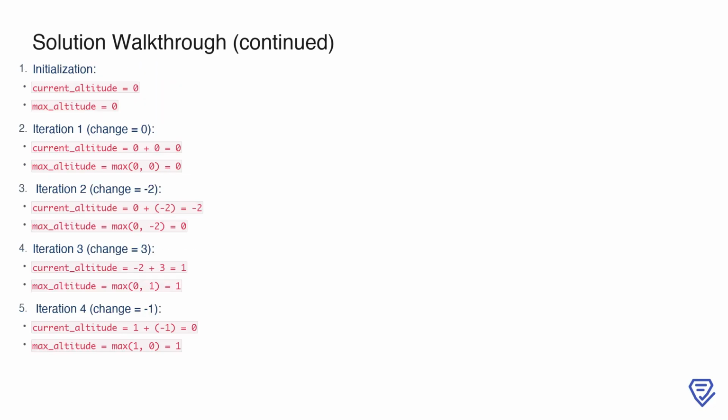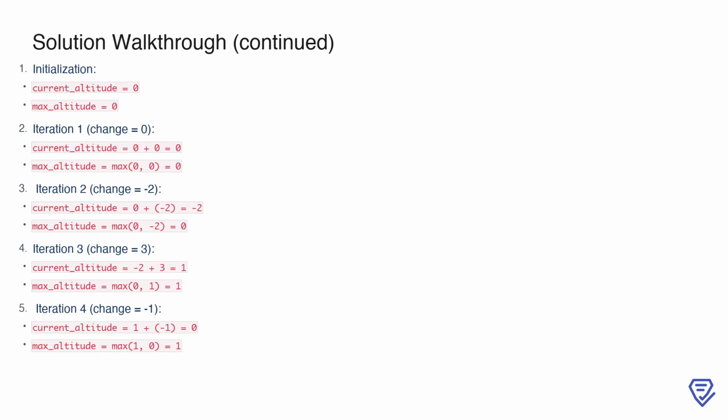Next, let's consider an example with mixed gains and 0 values. The input here is gain equals 0, -2, 3, -1, 2. As always, we start by initializing current_altitude to 0 and max_altitude to 0. In the first iteration, the change is 0. Adding this to the current altitude of 0 keeps the altitude at 0, and the max_altitude remains 0 because the maximum of 0 and 0 is 0.